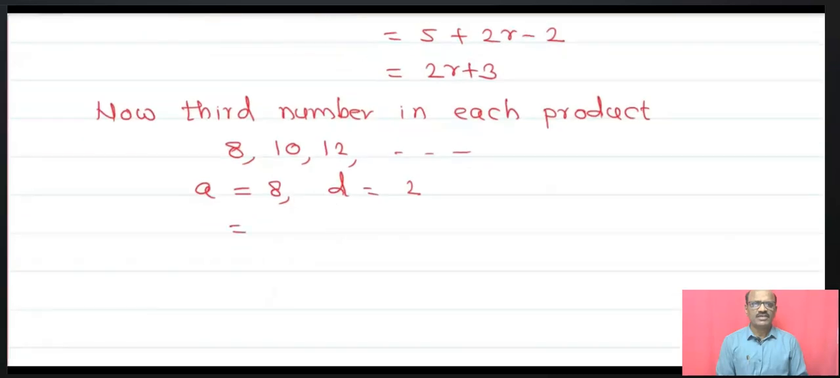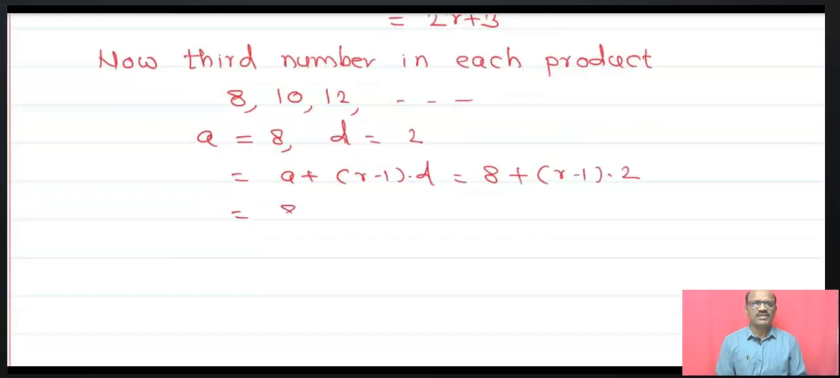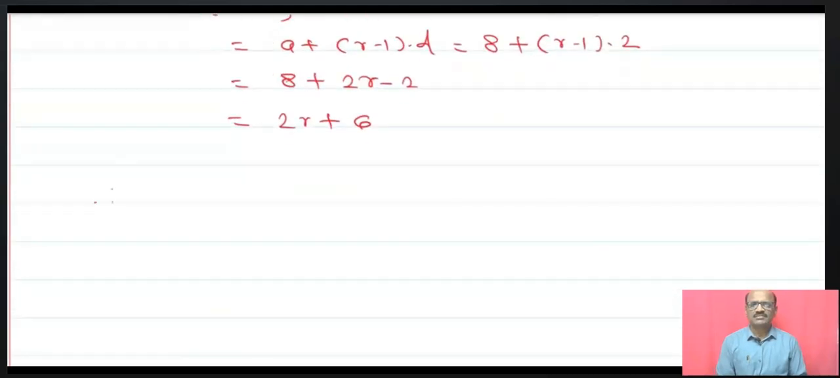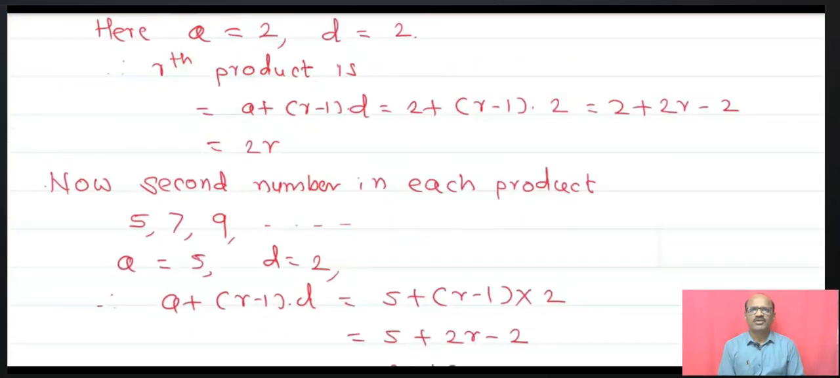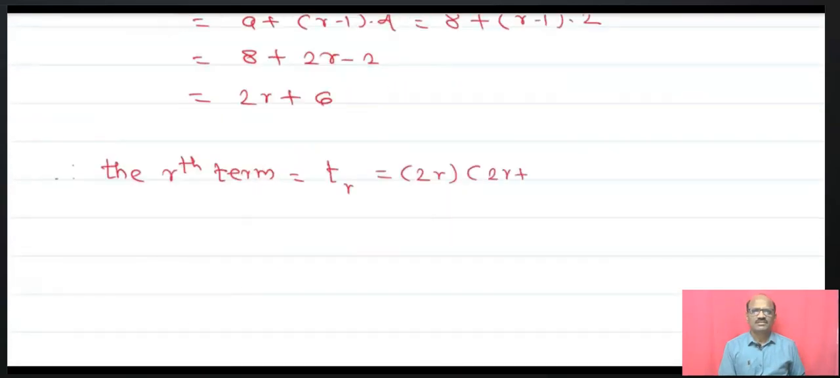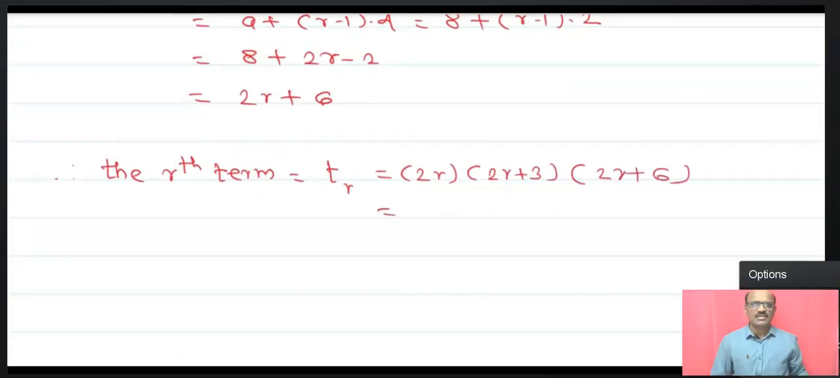Here a is equal to 8, d is equal to 2, and the r-th term is a plus (r minus 1) into d, that is 8 plus (r minus 1) into 2, that is 2r plus 6. And in this way, the r-th term, that is T suffix r, is equal to the product of all these three terms. The first is 2r, second is 2r plus 3, and now here T_r is equal to 2r into (2r plus 3) into (2r plus 6).